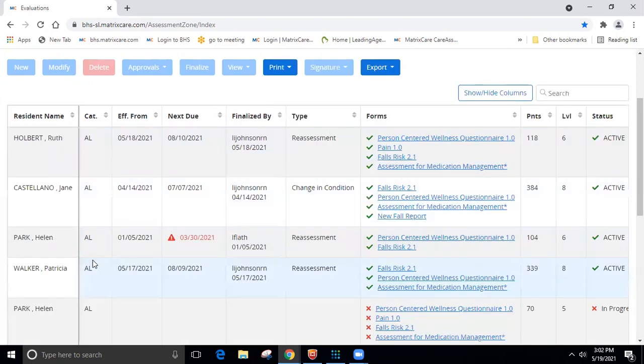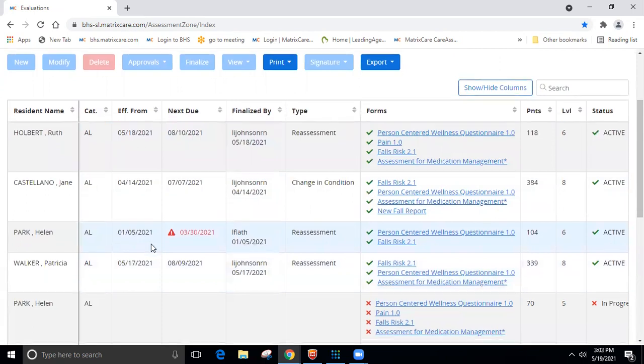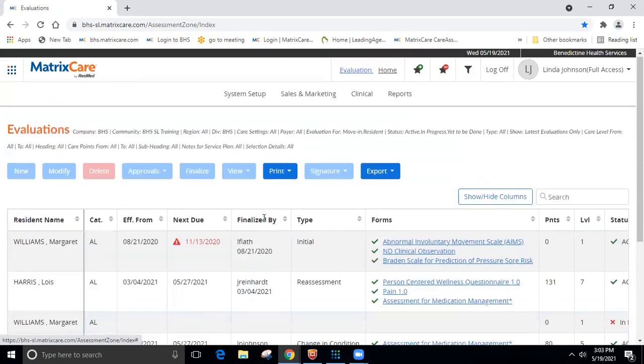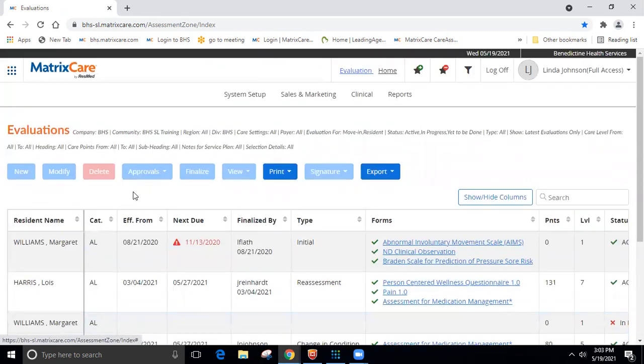But for today, we're going to start at the beginning. We're going to find our resident that we need to do evaluation on. Again, we went clinical evaluation.